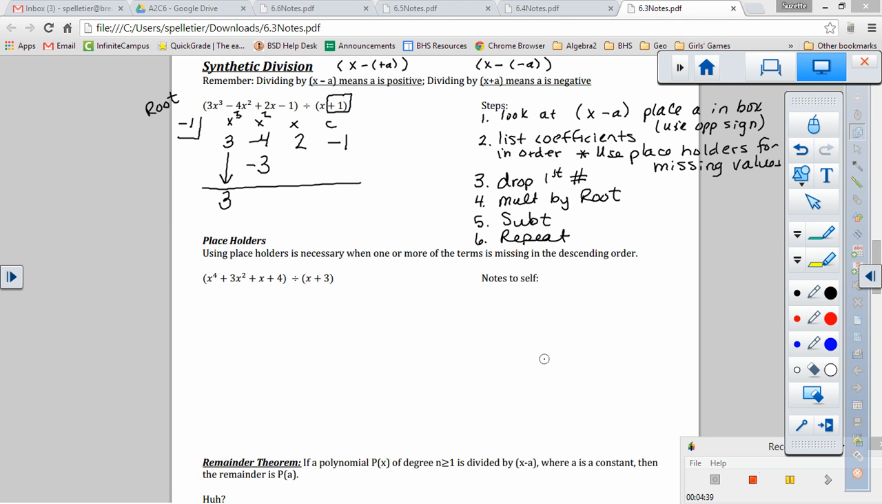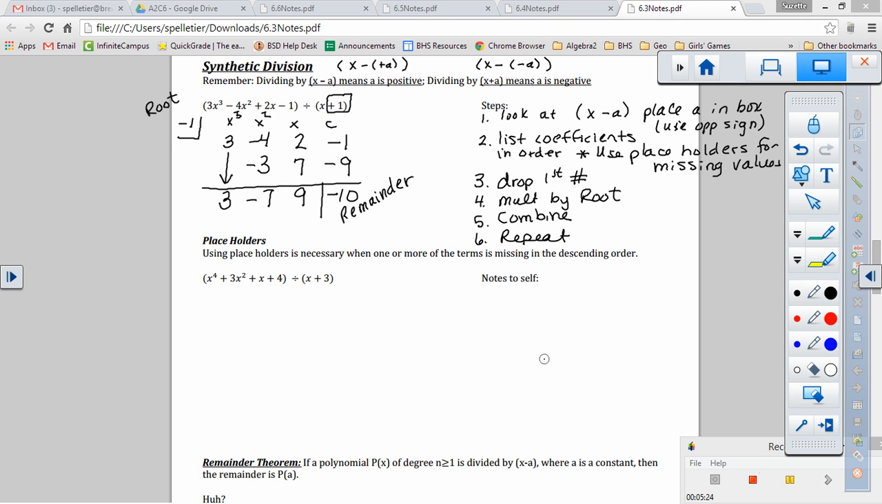And then you're going to, I shouldn't say subtract because that confuses people. Let's change this to not subtract, but combine. That will be better. Combine. So you have negative 4 and negative 3. That gives you a negative 7. Negative 7 times negative 1. Negative times a negative is a positive. 7 times 1 is 7. Put it here in the next column. Combine. 7 plus 2 is 9. 9 times negative 1 is negative 9. Combine to get negative 10. You box off that last term because this last one is always your remainder.